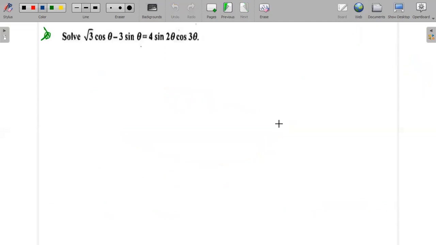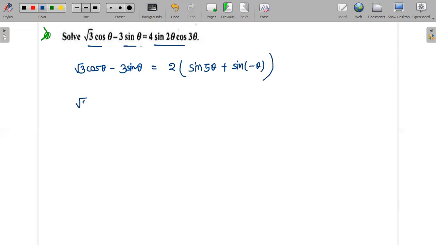All right, now the last one of the day: root 3 cosine theta minus sine theta is equal to 4 sine 2 theta into cosine 3 theta. I will not disturb my left hand side and will move to the right hand side. Then I'll break this 4 as 2 into 2. So 2 times 2 sine theta cosine theta will give us sine (a plus b) plus sine (a minus b). Sine (a minus b) will be sine of negative theta.